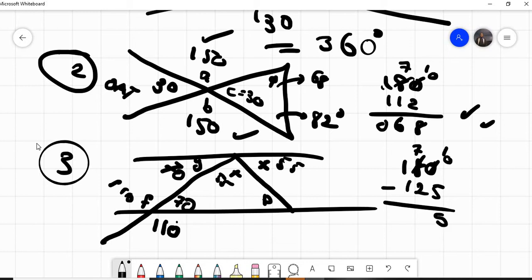When we subtract 5, 7 minus 2 is 5. Yeah, this one is 55, so we're right. So whatever we did there is correct.